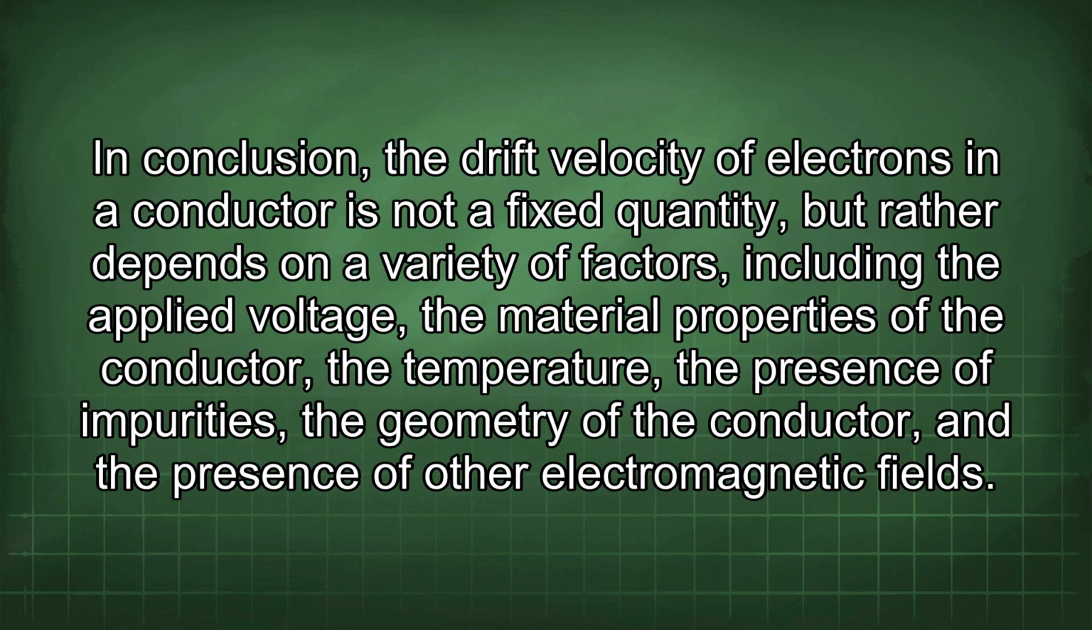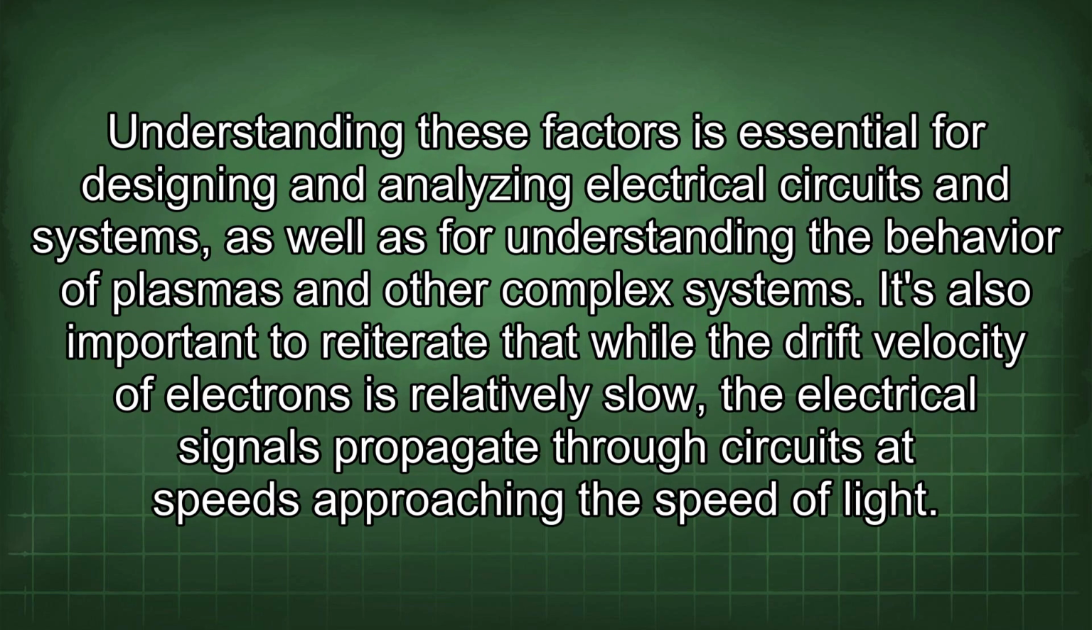In conclusion, the drift velocity of electrons in a conductor is not a fixed quantity, but rather depends on a variety of factors, including the applied voltage, the material properties of the conductor, the temperature, the presence of impurities, the geometry of the conductor, and the presence of other electromagnetic fields. Understanding these factors is essential for designing and analyzing electrical circuits and systems, as well as for understanding the behavior of plasmas and other complex systems.